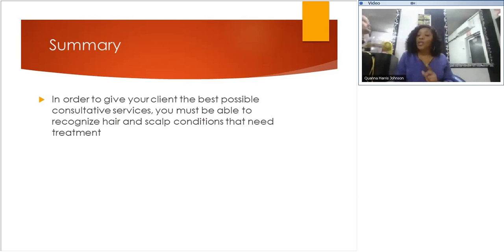The only one that can be treated in the salon is pityriasis capitis simplex. That's the only one. That's a dry type of dandruff. For all the others, the client must be referred to a physician. So that's it on hair disorders and scalp disorders.